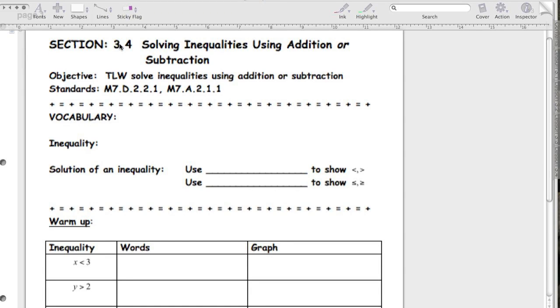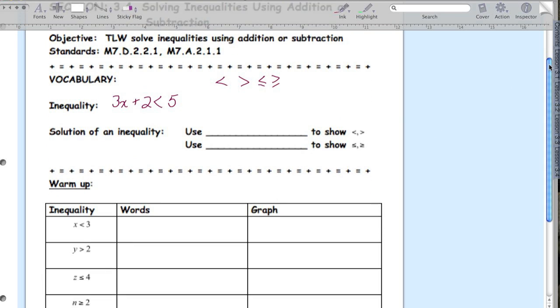Okay, solving inequalities using addition or subtraction. So first of all, an inequality is really just two expressions. Instead of being separated by an equal sign, there's an inequality symbol. So it's going to be something that looks like 3x plus 2 is less than 5. Instead of the equal sign, we're going to either have a less than, a greater than, a less than or equal to, or a greater than or equal to.